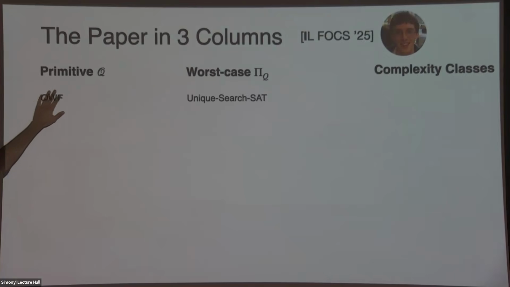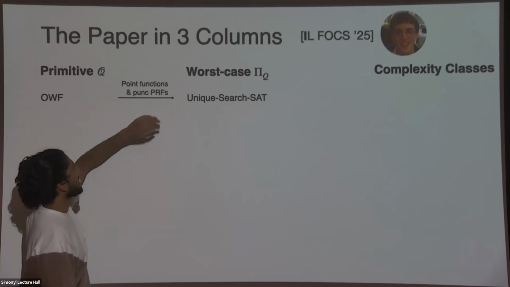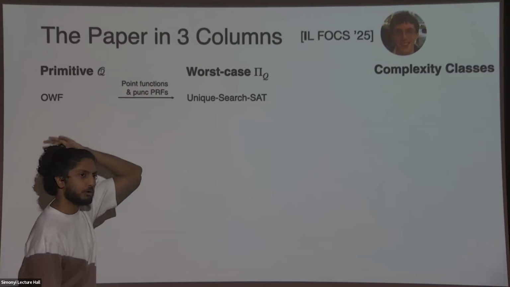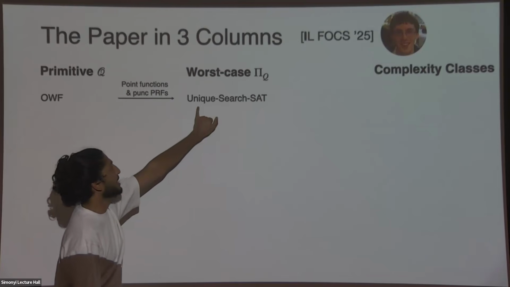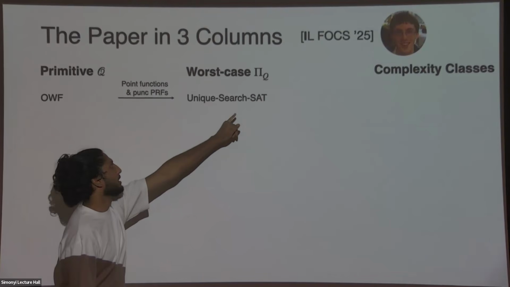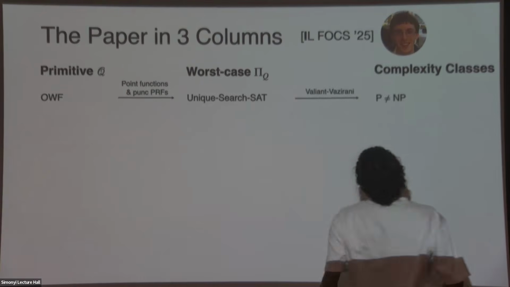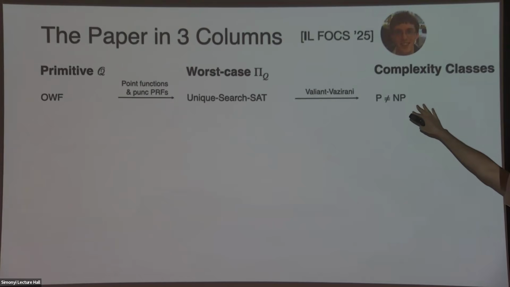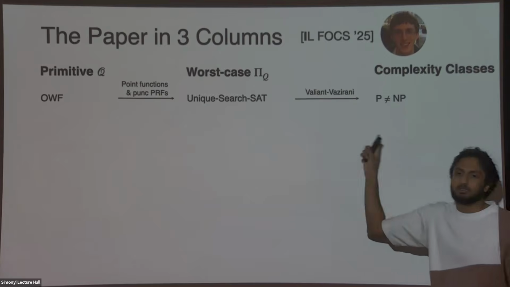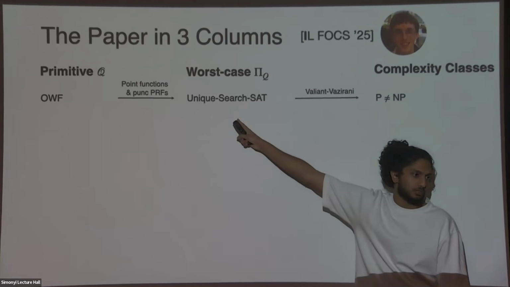It turns out you can use some IO machinery, actually IO machinery I haven't told you about, this punctured PRF paradigm, which I won't tell you about, to reduce this to unique search SAT. Unique search SAT is like, I give you a circuit which has exactly one satisfying assignment. Then you can use classical complexity techniques, which I won't tell you about, with P not equal to NP. Now you might ask, wait, Rahul, why are we doing this? We already saw a way to get from one-way functions to P not equal to NP that had nothing to do with unique search SAT.